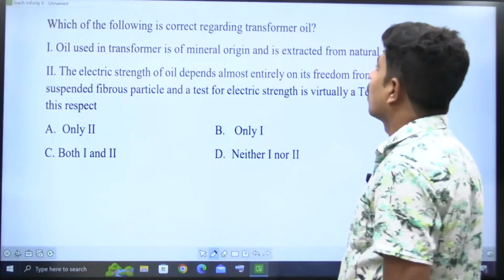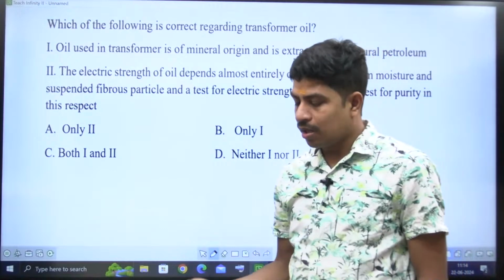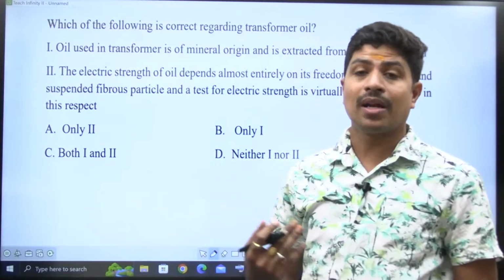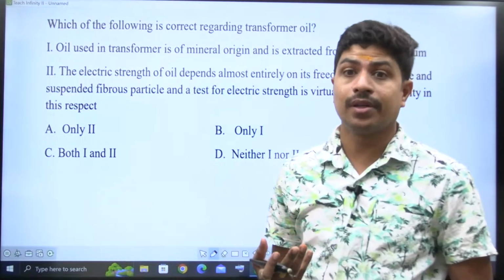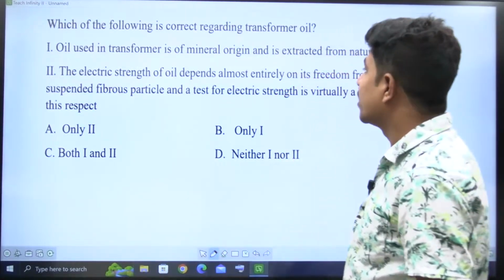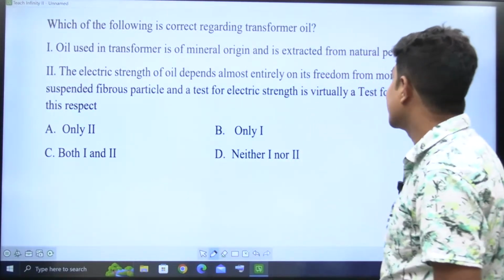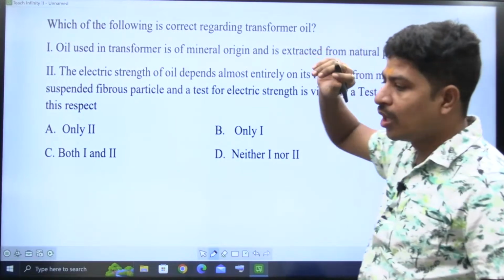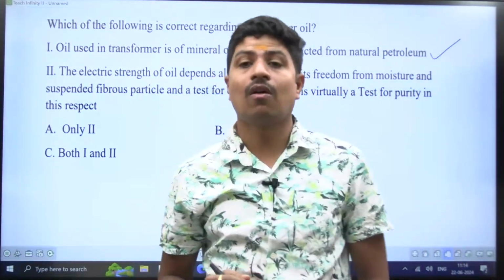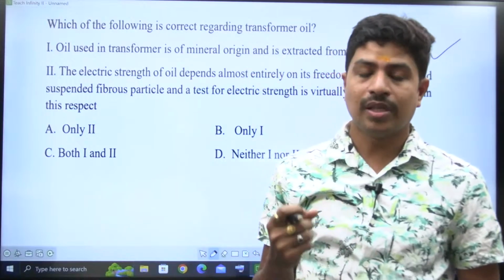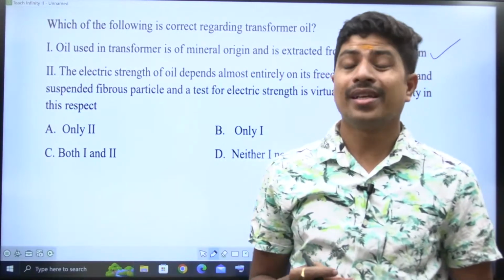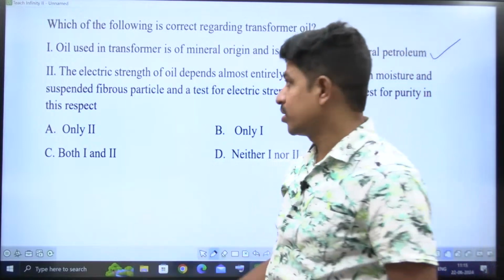Yeah, this is regarding the oil of transformer. This is the third question, given in 2023. Read it. Oil used in transformer is of mineral origin and it is extracted from natural petroleum. Yes, very much correct. I told you in the previous session also, mineral oils or synthetic oil is used in transformer, and that is extracted from petroleum products.